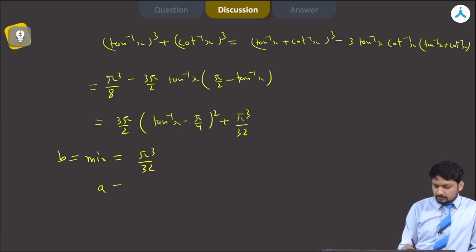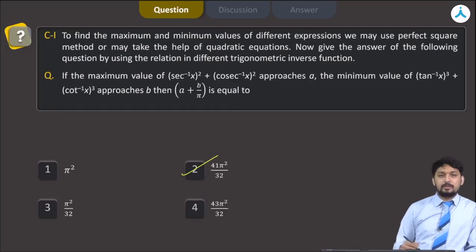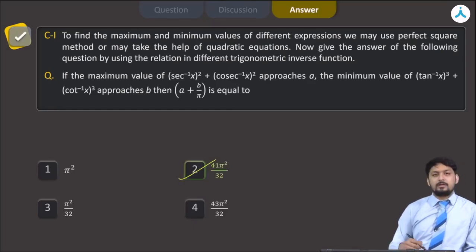Now the value of a is 5π²/4 and the value of b/π is π²/32, and we have to find (a + b)/π, which is equal to 41π²/32. So therefore option 2 is correct. Let's check. Yes, 2 is the correct answer. Thank you.